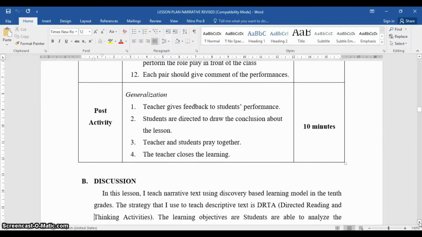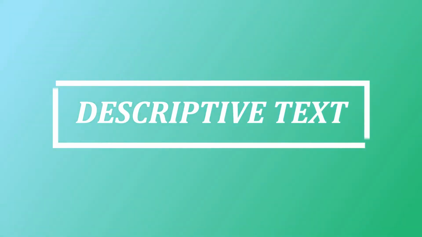And then in generalization, in the post activity, there is a generalization. That is, the teacher gives feedback to the students' performance, and after that, the students are directed to draw the conclusion about the lesson, and then teacher and students pray together. And the last one is the teacher ends the class.